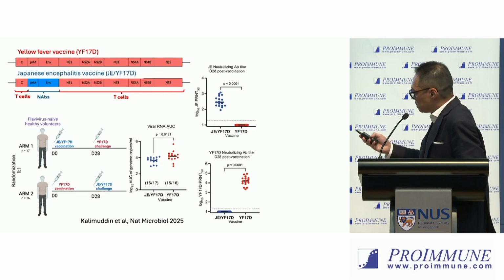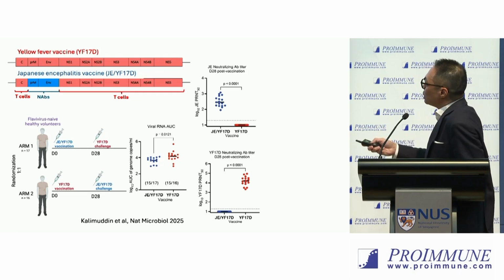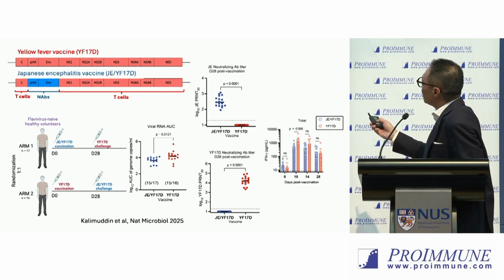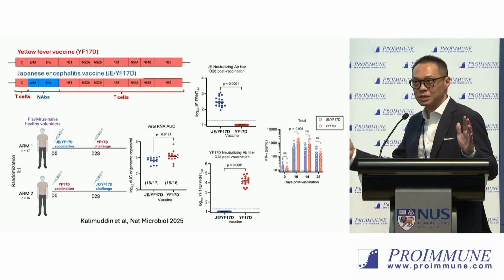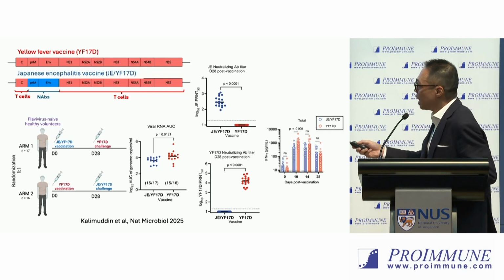And the antibody response is highly specific. So if you got the JE vaccine, you only make JE antibodies, not yellow fever. If you got the yellow fever vaccine, you only make yellow fever, but not JE antibodies. But because the T cells are shared, you can find the T cells across all volunteers. Okay, now what happens at challenge?